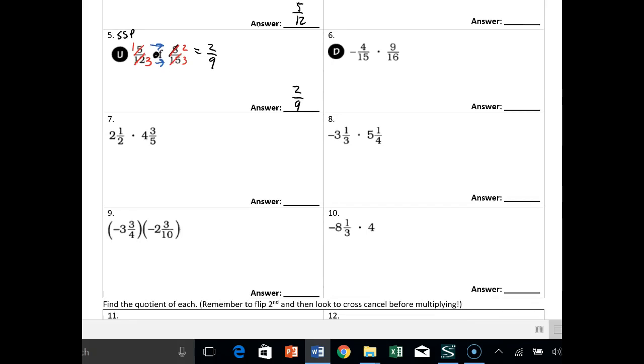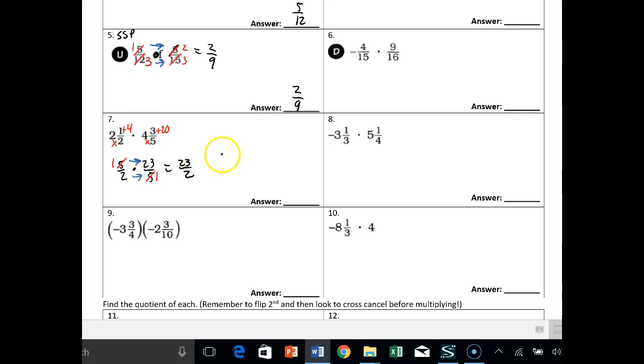So watch out on number 7 here. Remember, since I have mixed numbers, I cannot just do 2 times 4 and 1 times 3 and 2 times 5. I got to change them to improper fractions. So this is something in our toolbox that we learned a little while ago, and we're going back to it. So we have 5 over 2 on that fraction, and we have 23 over 5 on this fraction. And you might be like, whoa, I don't want to multiply 23. Well, good thing we can cross cancel. 5 divided by 5, 1. 5 divided by 5, 1. Multiply straight across, and you get your answer of 23 over 2.